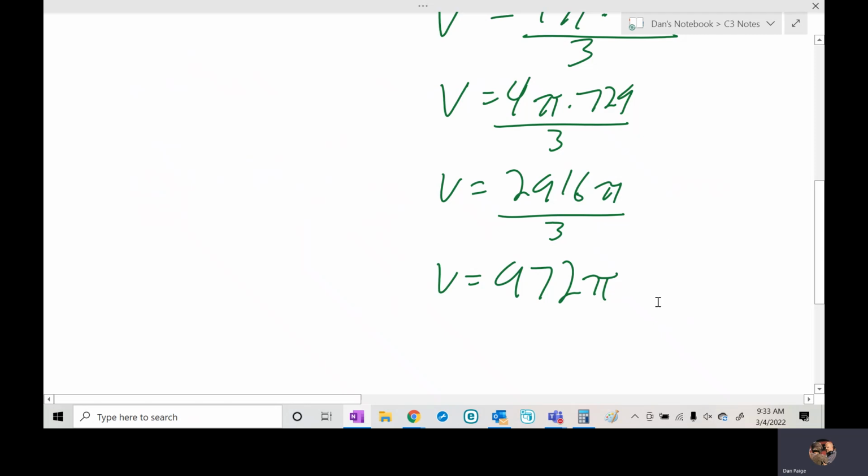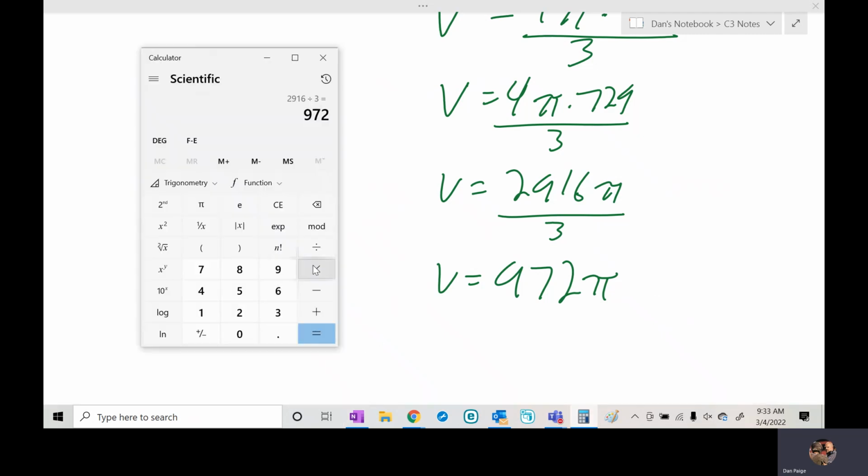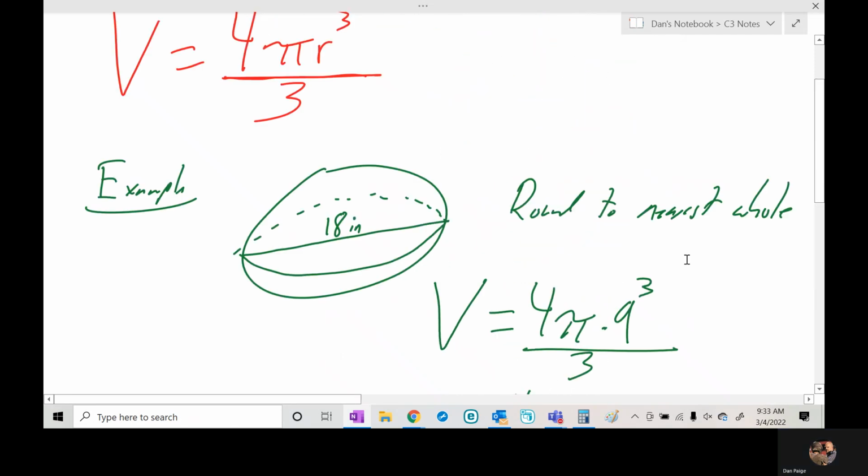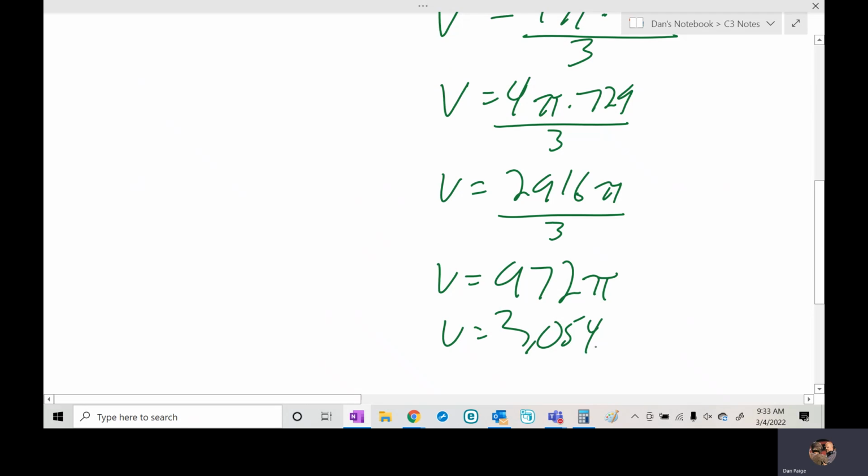If they ask you to round it, then you multiply it by pi. Times pi. There you go. To the nearest whole, that 3 becomes a 4. So 3,054 inches cubed.